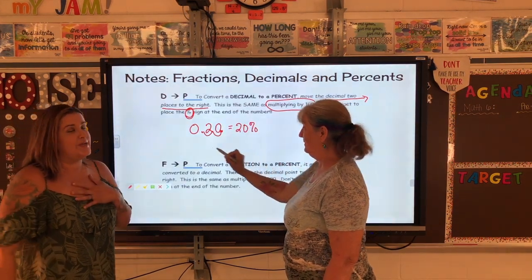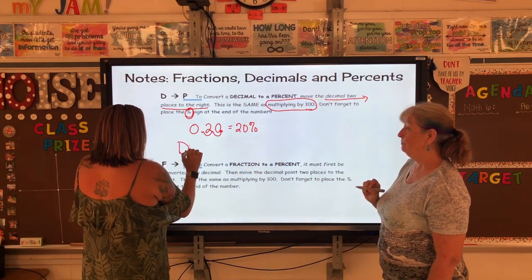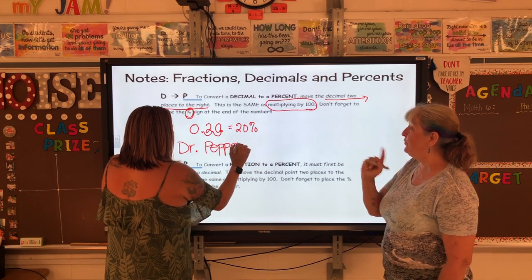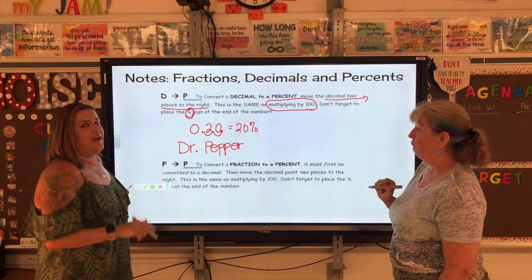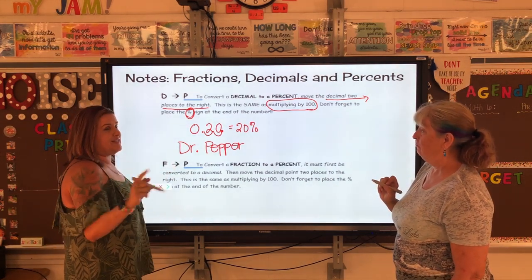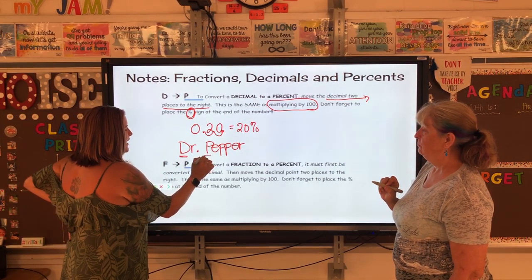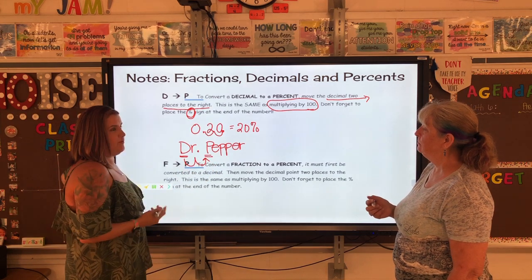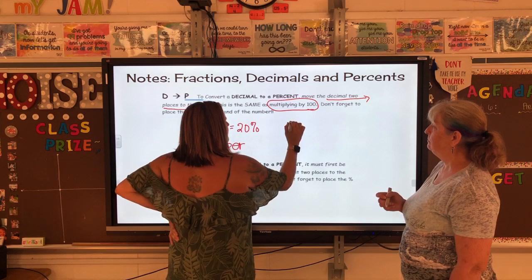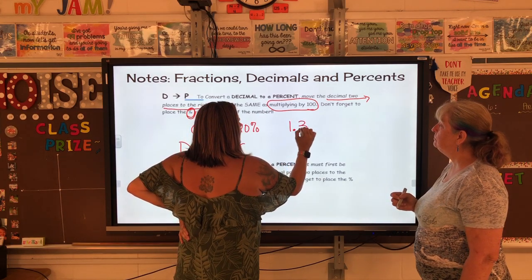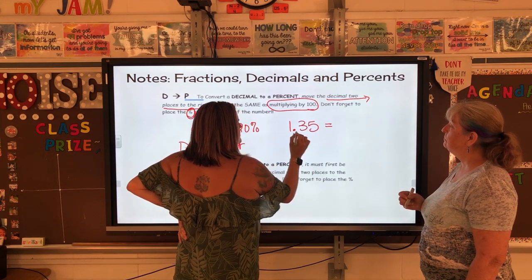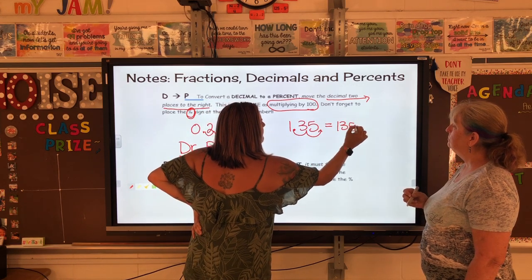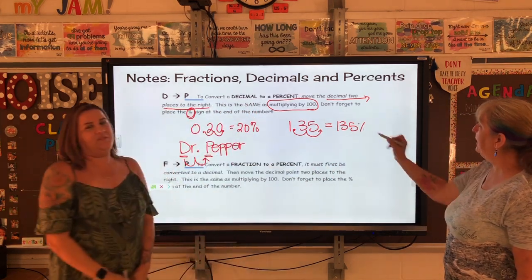I teach my students Dr. Pepper, right? So think of the drink Dr. Pepper. This is the first time I'm going to see this, so this is interesting. All right, so D, Dr. Decimal. I have a decimal, I want a percent, I just have to go 1, 2 to the right. So if I have 1 and 35 hundredths, I still go 1, 2, 135%. Ooh, I like that.